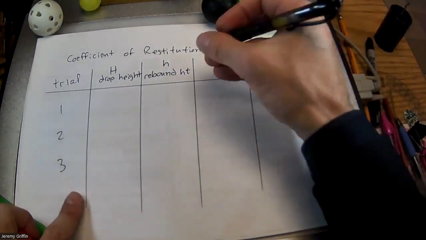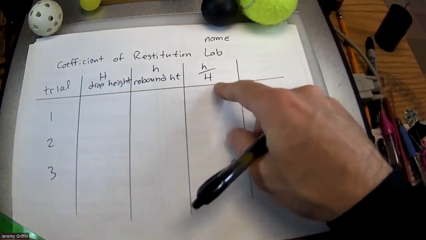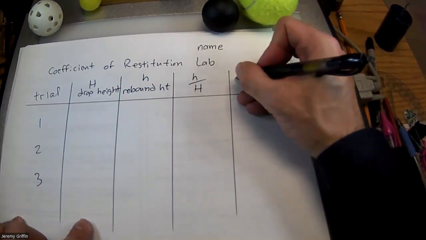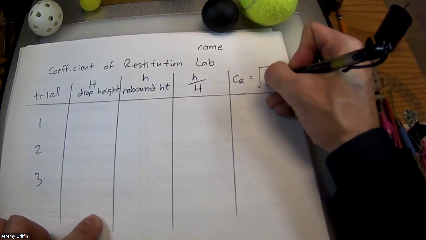Take the ratio of those two heights, which will be somewhere between 0 and 1. And finally, here's what we're actually looking for. The coefficient of restitution is equal to the square root of that ratio.